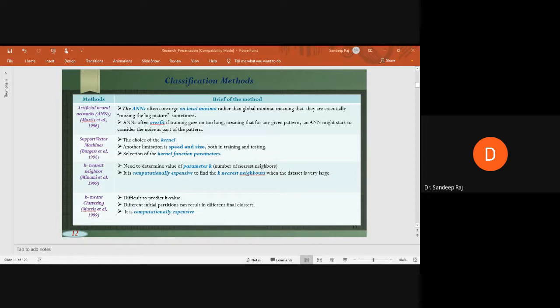Like in the case of artificial neural networks, we have to choose the number of hidden layers, and that is purely user dependent. If I want to use 10, I will use 10. If I want to use 11, I will use 11. And there may be a possibility that the result of using 10 hidden layers may be good, or maybe 11. I don't know. I have to check it manually, what should be the number of hidden layers in the case of artificial neural networks.